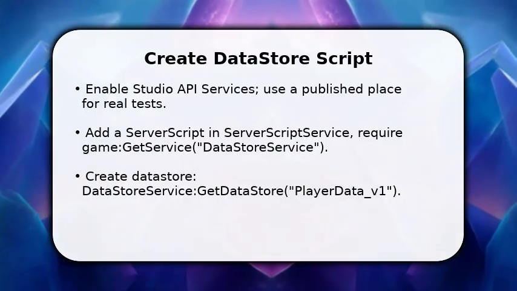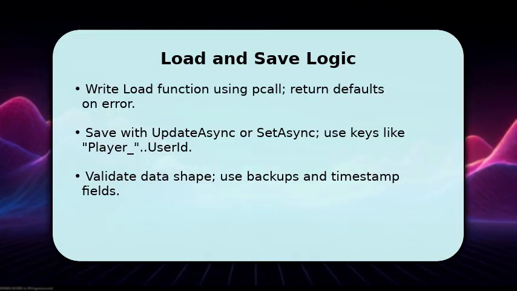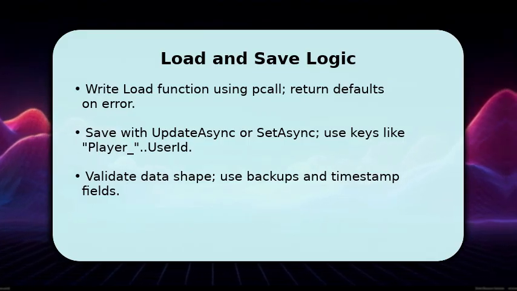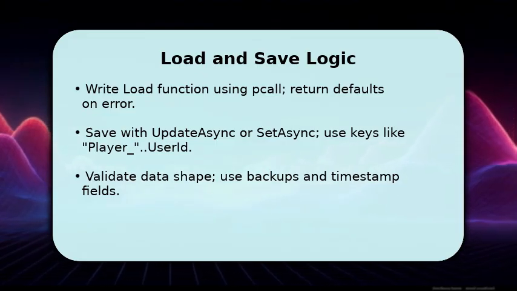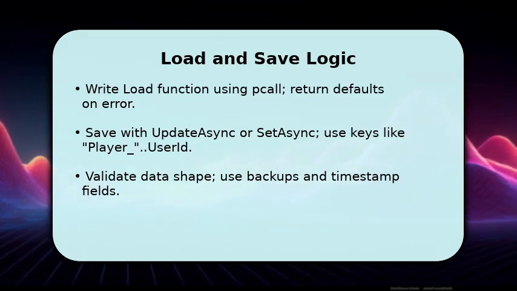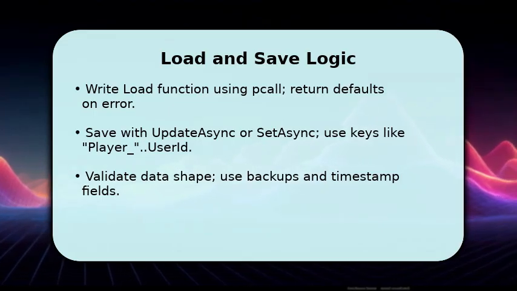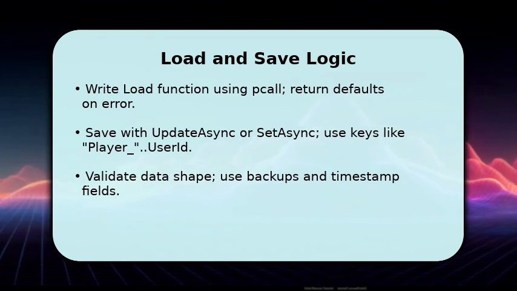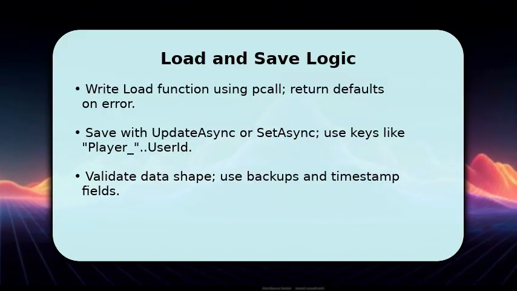Next, implement robust load and save functions. Use pcall around GetAsync/UpdateAsync so errors don't crash the server. On failure, return a safe default table and log the issue. Prefer UpdateAsync when you need atomic merges, otherwise SetAsync for full replaces. Always validate incoming data shapes and sanitize numbers and strings. Add a last save timestamp for debugging. Once done, test race conditions by simulating multiple saves and ensure your functions gracefully retry or back off.